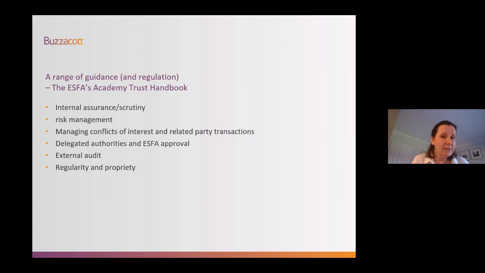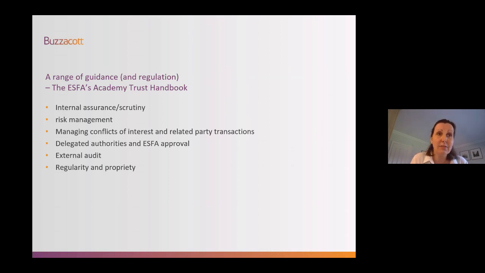Also, the ESFA approval for certain types of transactions. So, for example, for non-contractual severance payments over 50,000, you need to seek approval from the ESFA. There's a really useful table in the 2021 handbook, I think it's page 56, a summary of the freedoms and delegations that Academy Trusts have. So a really good reference document for board members and leadership team members.